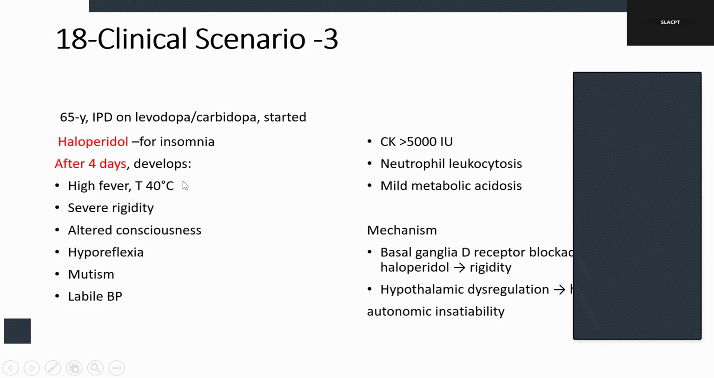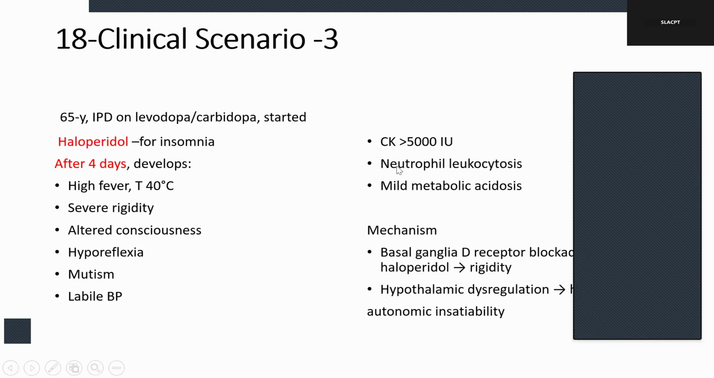After 4 or 5 days, the patient develops fever and experiences rigidity, altered level of consciousness, and labile blood pressure, and the patient is dull looking. So this is actually the typical clinical presentation of what you call neuroleptic malignant syndrome due to the haloperidol. The patient's CPK may be high.